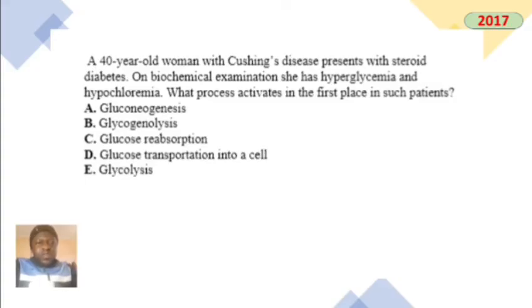A 40-year-old woman with Cushing's disease presents with steroid diabetes. On biochemical examination, she has hyperglycemia, increased amount of glucose, and hypochloremia. What process activates in the first place in such a patient? So in Cushing's disease, there is high cortisol. High cortisol is a stress hormone. This stress hormone increases the amount of glucose in the body by stimulating the process known as what? Gluconeogenesis, the synthesis of glucose from non-carbohydrate sources, for example, amino acids. So here the answer is gluconeogenesis.